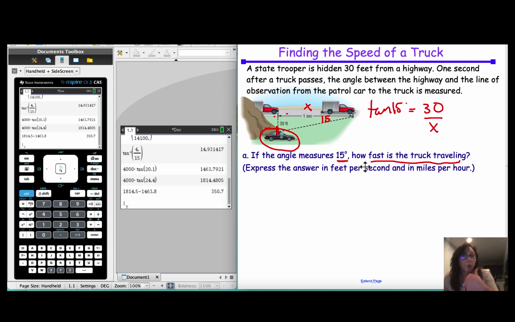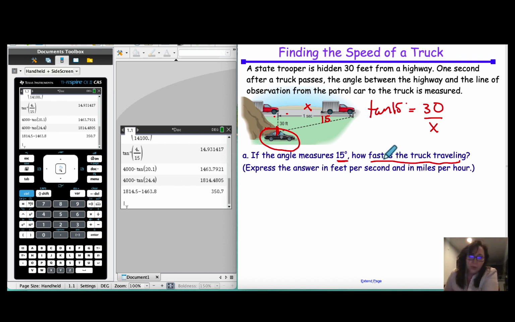I mean, I know it's 1 second, but that's not telling me. I'm in feet. Remember, this is feet and this is feet, but we don't know what this length is in feet. So we got to find that out. You can't measure one side in feet and one length in seconds. Okay, so they got to match.